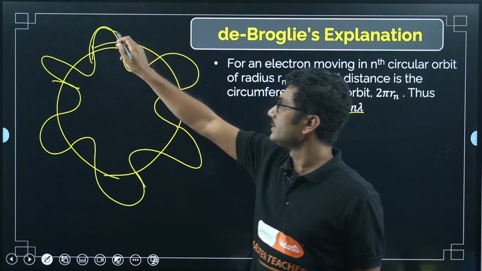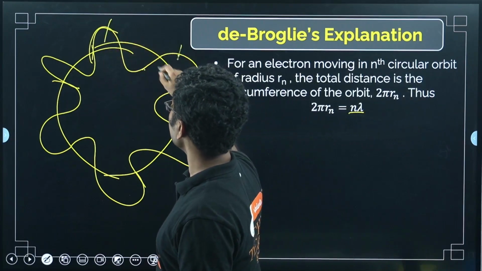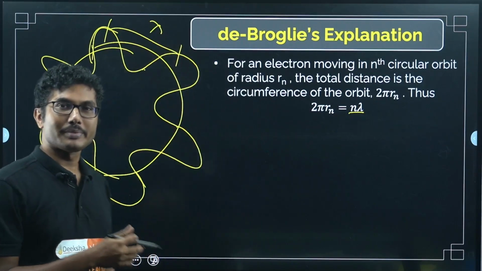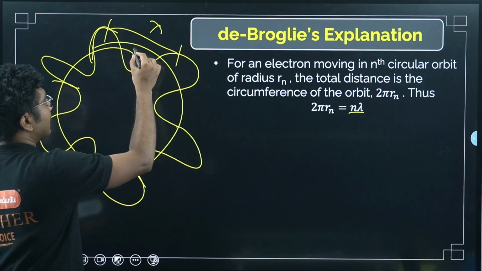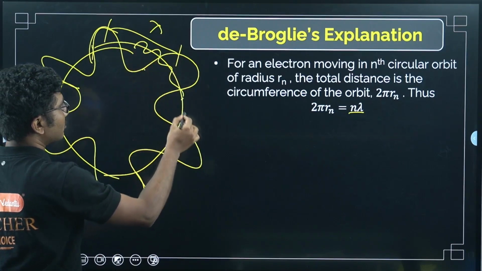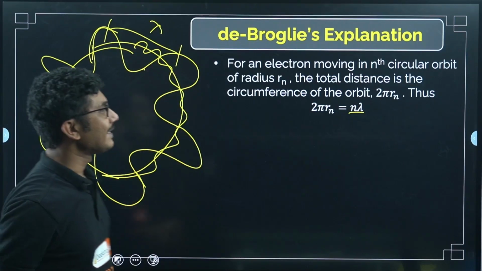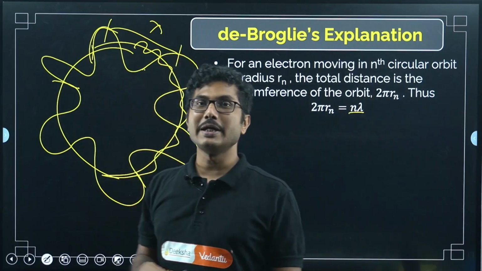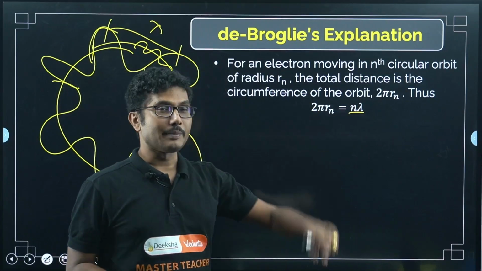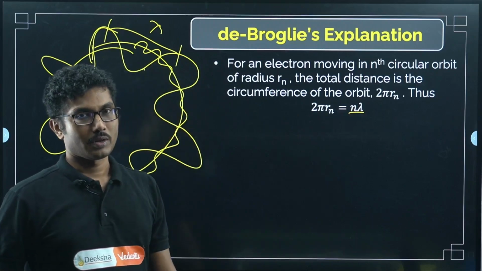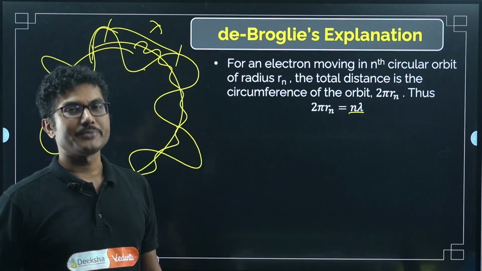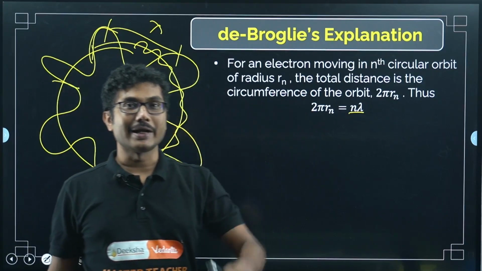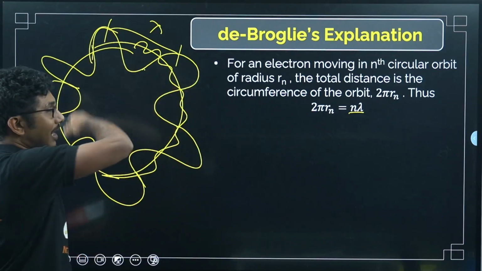Now if this is the wavelength, the distance between two peaks, as I said, this is the wavelength. Multiple wavelengths are possible. This is one of the lengths, and smaller wavelengths are also possible. So he said that the circumference of this Bohr orbit should be an integral multiple of the wavelength lambda. It can be 10 times, it can be 5 times, it can be 1 also. That's how de Broglie tried to explain why these orbits are fixed.